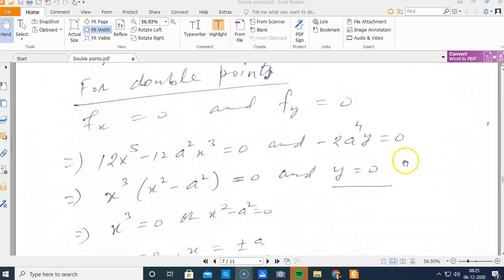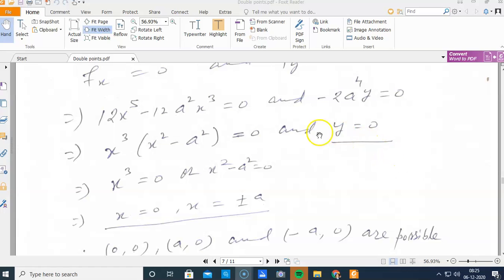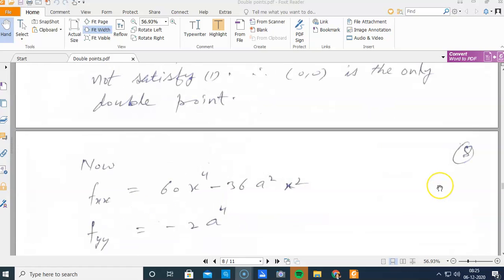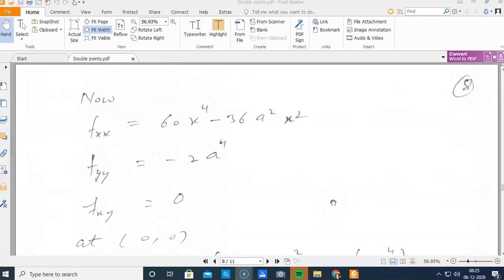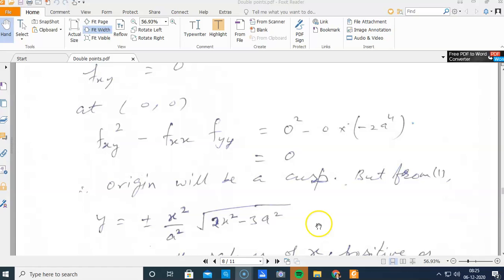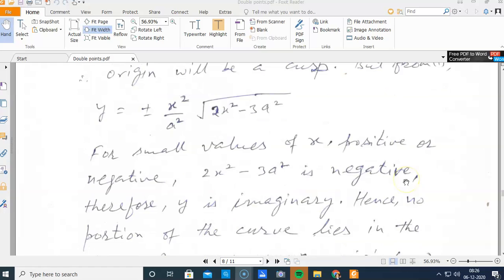For double points we solve these, and after solving this we get x cube equal to 0 and this, so x is equal to 0 and x is equal to plus minus a, and y is 0 already. These are the possible double points, but these points do not satisfy this equation, and (0,0) is the only double point that satisfies. After that we can find fxx, fyy and also fxy. At this point we can see this value is 0, indicating that the point will be a cusp. But are we sure about it? Yes.